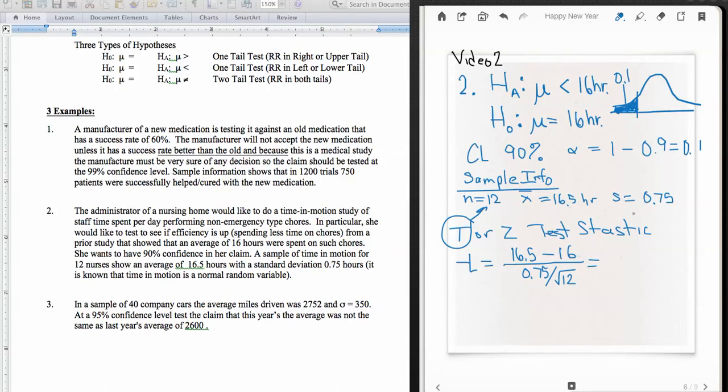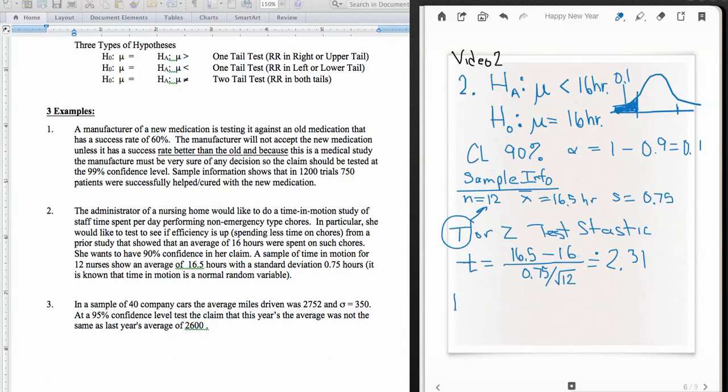I can see right at the get-go that it's not going to be a rejection. We have 16.5 minus 16, and that gives me 0.5, and I'm going to divide that by 0.75, and then multiply it by the square root of 12. I think I've explained why I do that before. This gives me a positive 2.31 approximately. Why did I say before that this is not going to reject? Well, this is a positive value. A positive value is over here, right? And a positive value is not in that rejection region. I can see without even going any further that this would be a fail to reject.